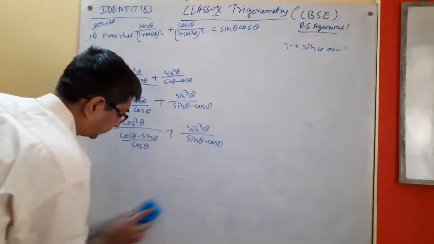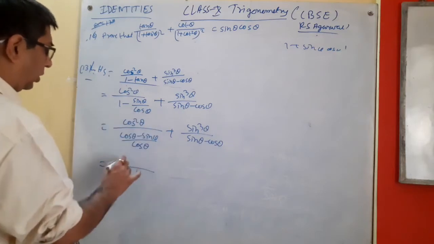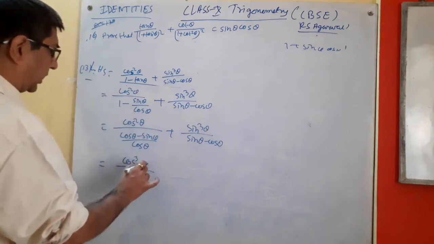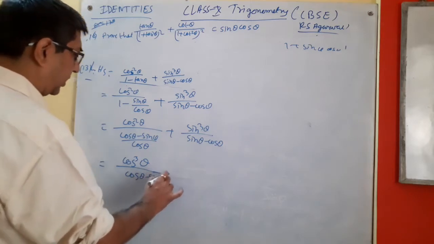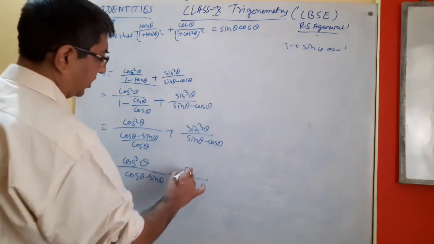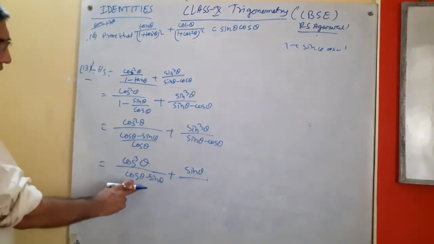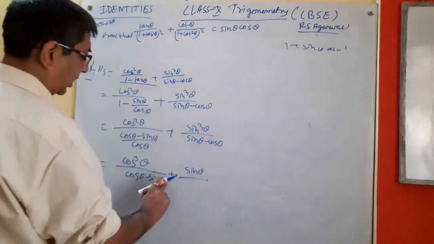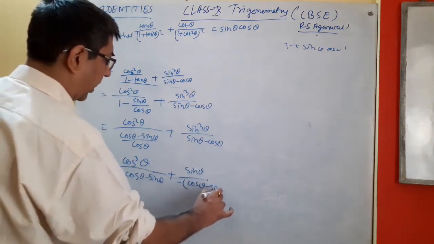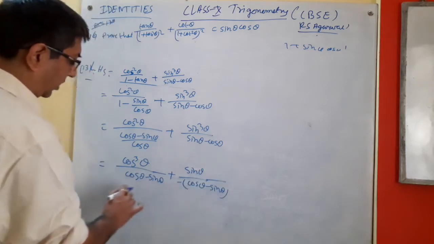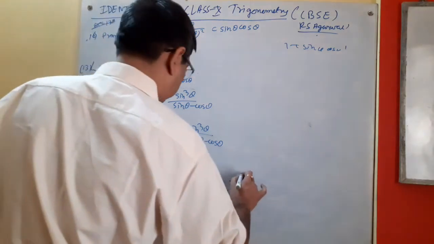Right? This will go up. So cos cube theta by cos theta minus sin theta. Right? Plus this is sin cube theta. But look one thing. This is cos theta minus sin theta, and this is sin theta minus cos theta. Take common minus. So we get cos theta minus sin theta. Why? Because now it is very easy to go for LCM.